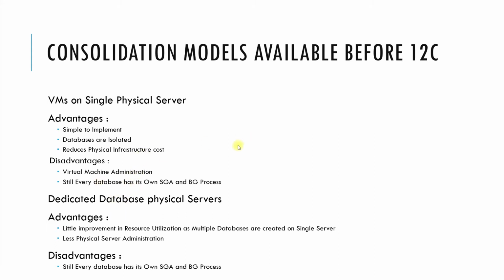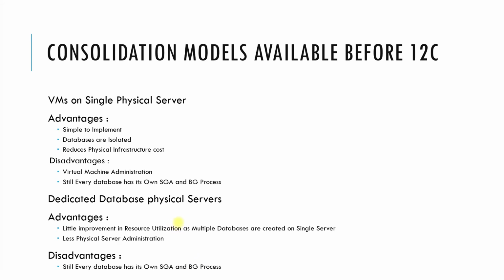Now for a dedicated database physical server, as we all know, we can create multiple Oracle homes and install multiple databases on the physical server. It was good for resource utilization, installing multiple databases on one physical server, but that is not sufficing our need. The thing is that when we start these databases, Oracle still will have a separate SGA for each database. So it's a major disadvantage, and it's still not fulfilling our needs.